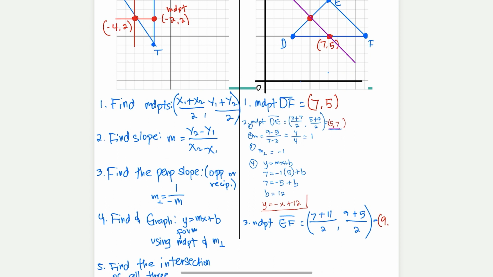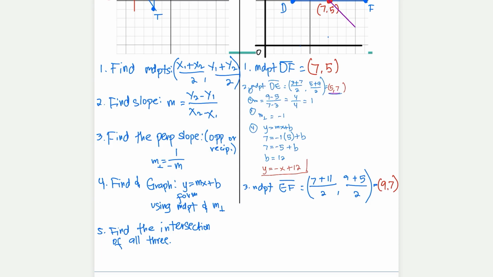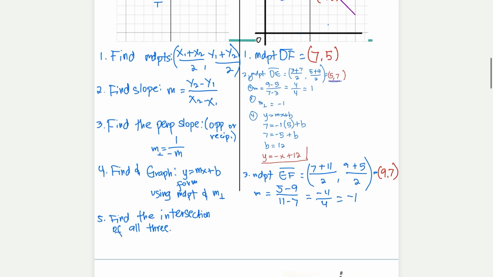And then 9 plus 5 would be 14, divided by 2 would give me 7. Okay, so this is the midpoint. And then the second step we're going to do is find the slope. So m is equal to, using again the given points, or the vertices of E and F, 5 minus 9 over 11 minus 7, which is equal to negative 4 over 4, would give you negative 1.